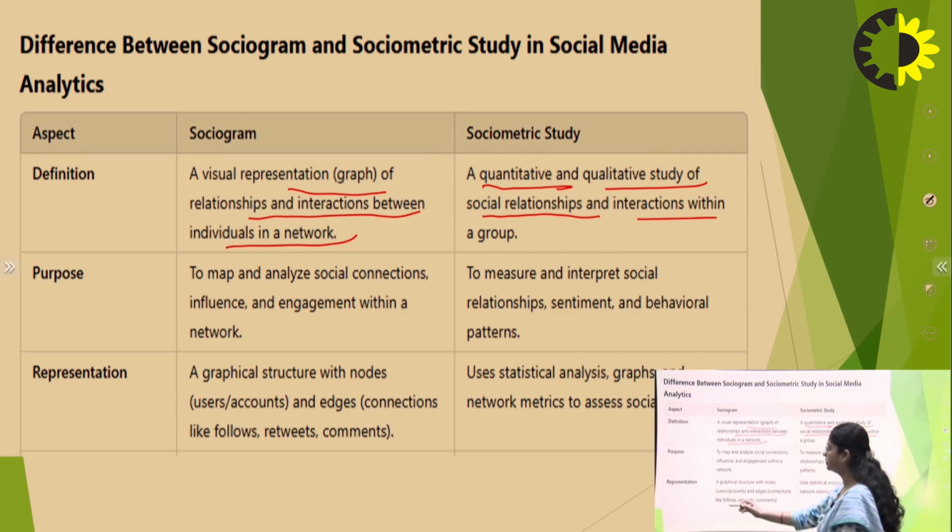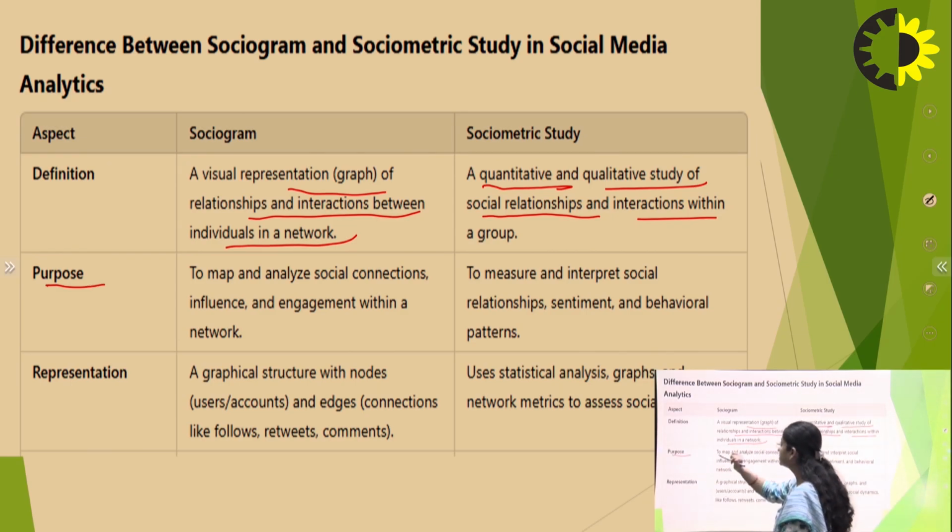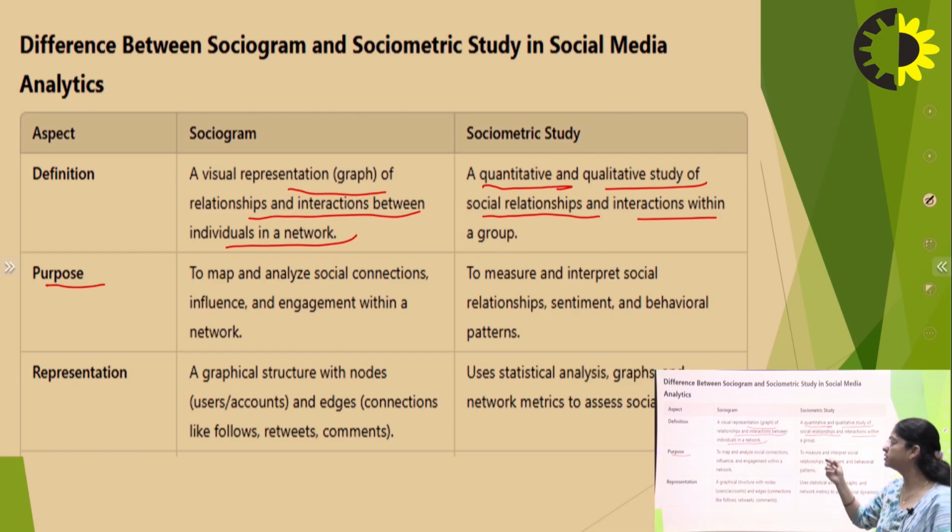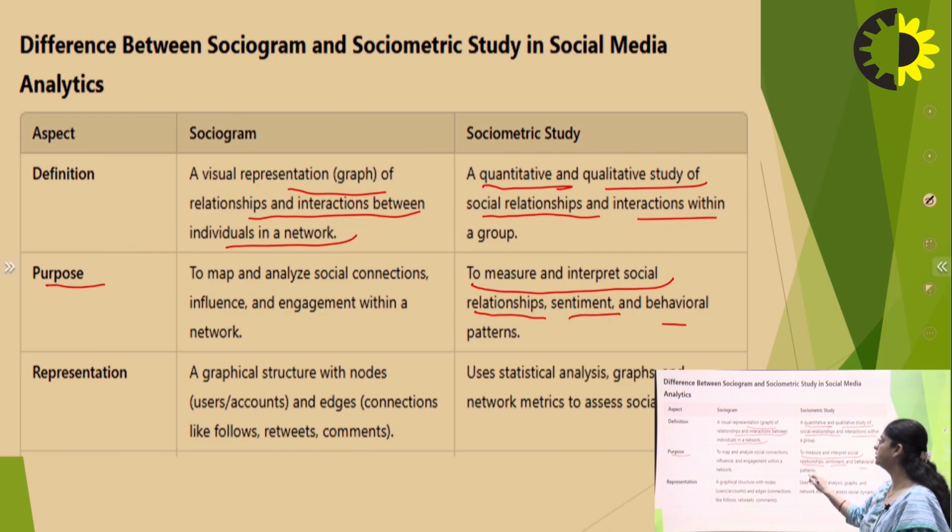Next is purpose. So, what is the purpose? In the sociogram, the purpose is to map and analyze social connections, influence, and engagement within a network. Next, in sociometric study, it is to measure and interpret social relationships, sentiment, behavior, and patterns. So, sociometric measures and interprets social relationships, sentiment, and behavior patterns.